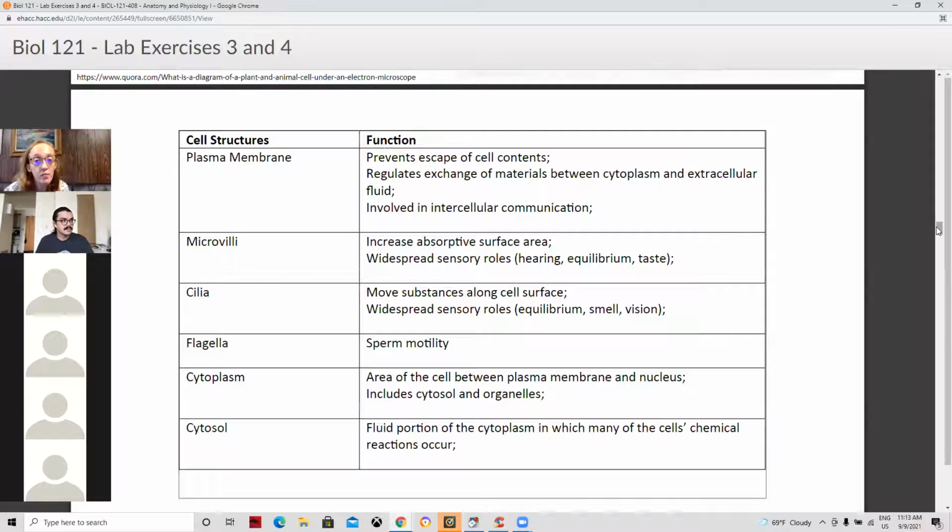So moving on a little bit, these slides right here, they are going to summarize the function of the different cell structures that we can observe within a cell. The plasma membrane, meaning the outer membrane, prevents the escape of cell contents, regulates the exchange of materials between cytoplasm and extracellular fluid, and is involved in intercellular communication.